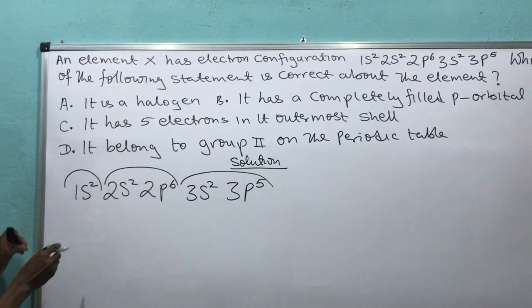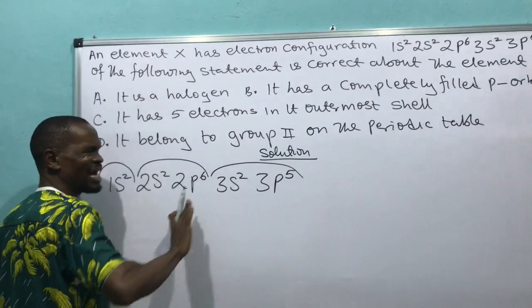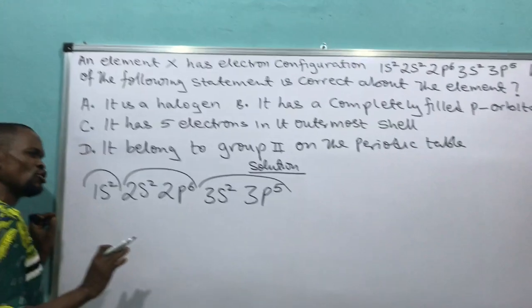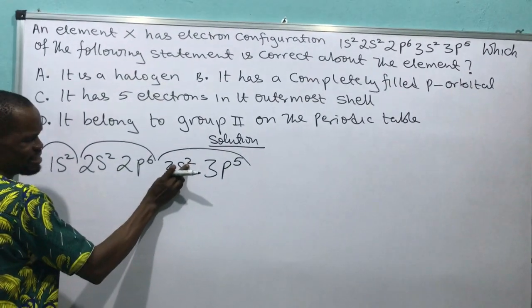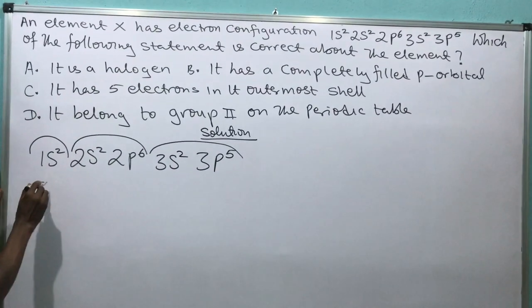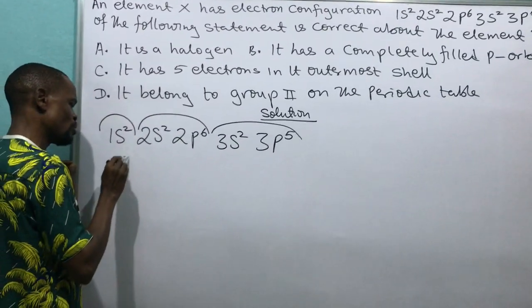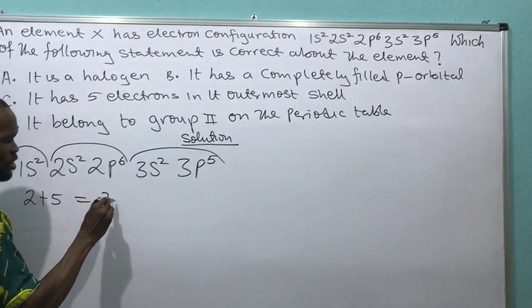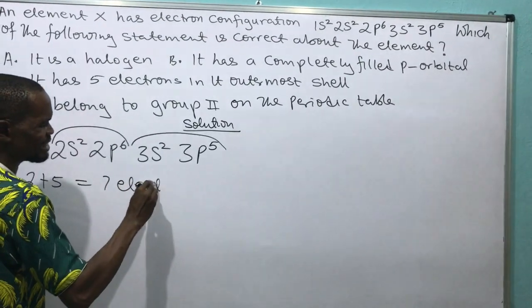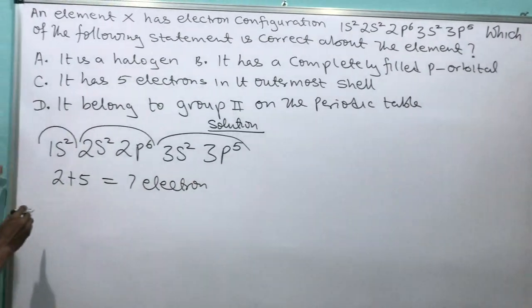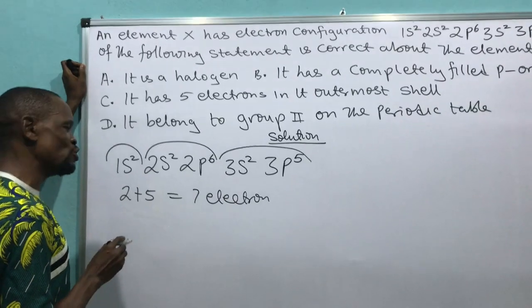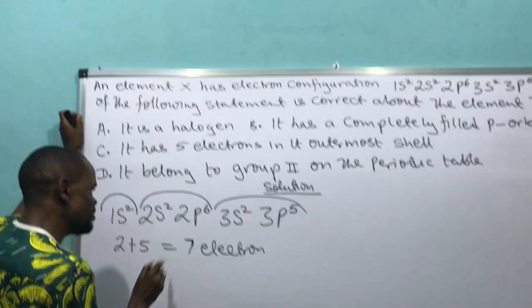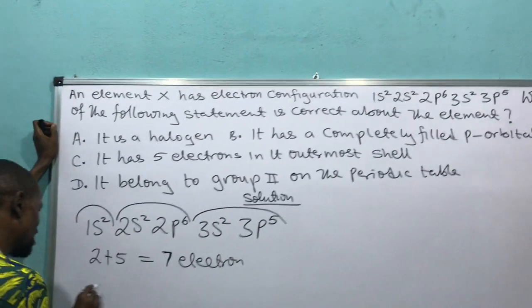This means the number of electrons in the outer shell tells me the group it belongs to. I look at this: 2 plus 5 gives me 7. An element that has 7 outer electrons is a halogen. So the element belongs to group 7.